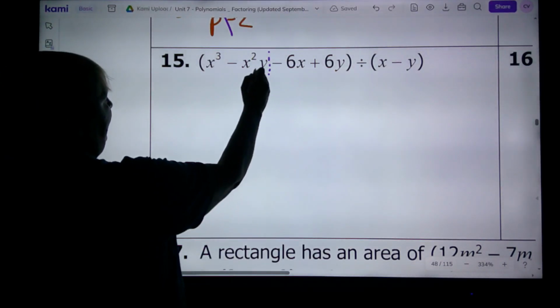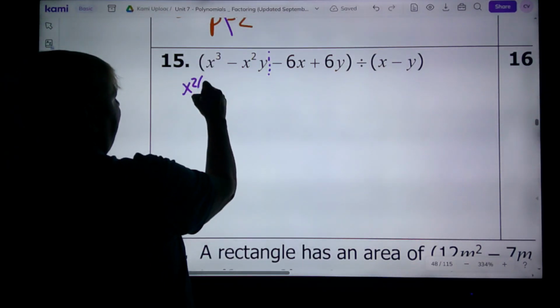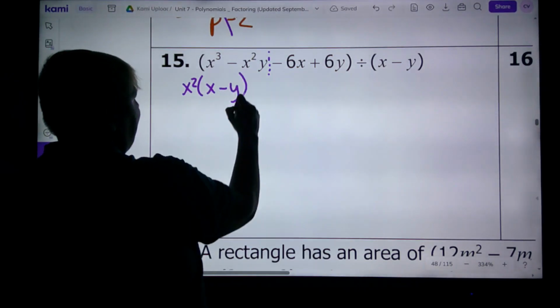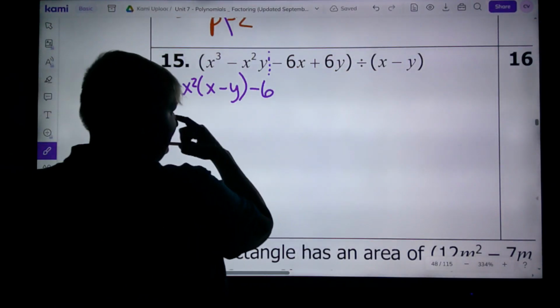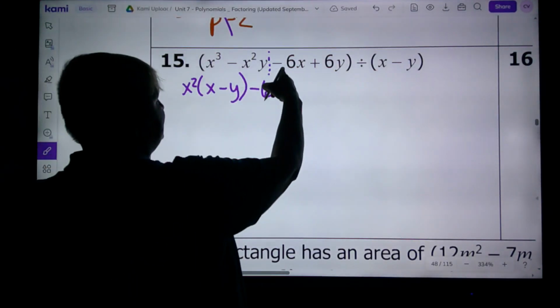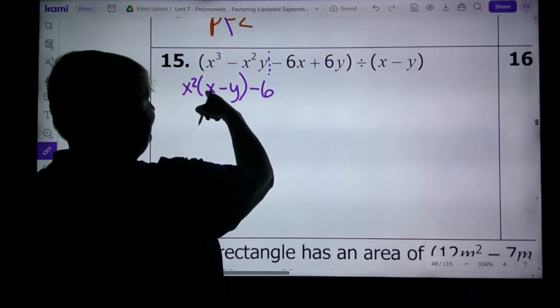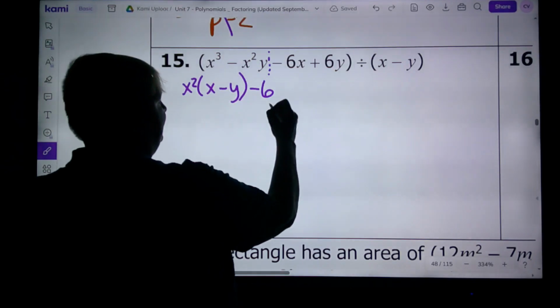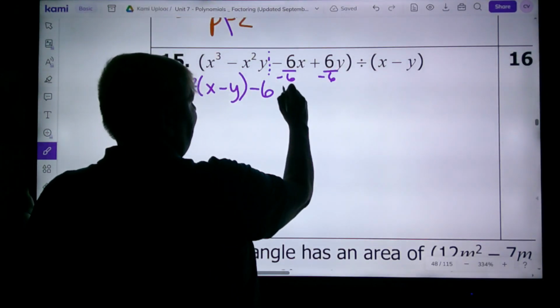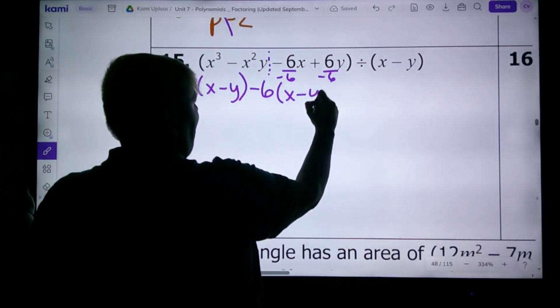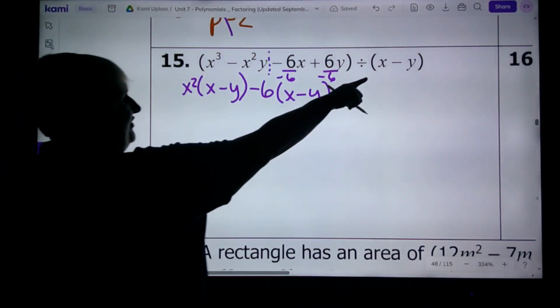All right, let's take x squared out. That leaves you with x minus y. And then let's take the negative 6 out. Why? Because we need this x to be positive and we need this y to be negative. So we're going to take out a negative 6, right? Divided by negative 6. And that leaves you with x minus y. Oh, that's funny.